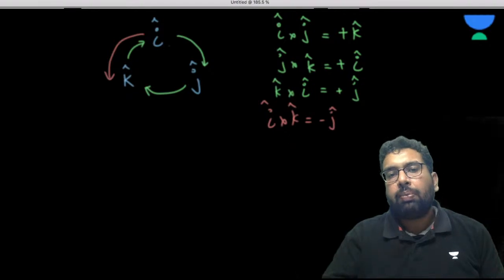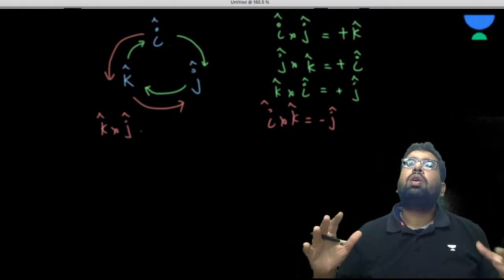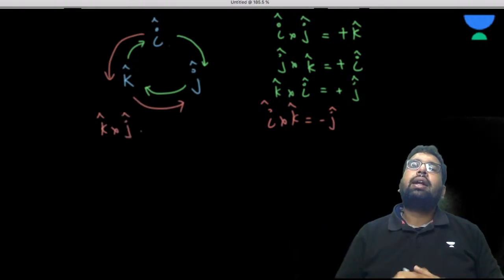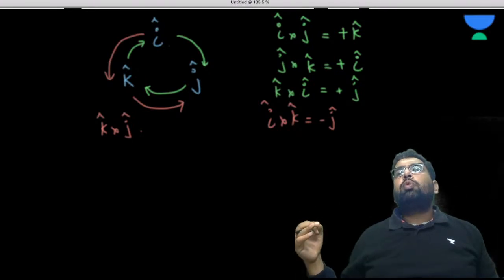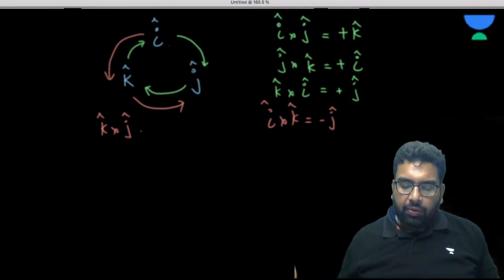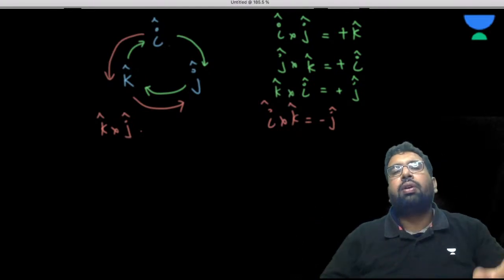Now if we move from K cap to J cap, because in the examination you cannot do everything at length, whenever you are solving a question, you can write this on the side and you will know whether we are getting the positive unit vector or the negative unit vector.